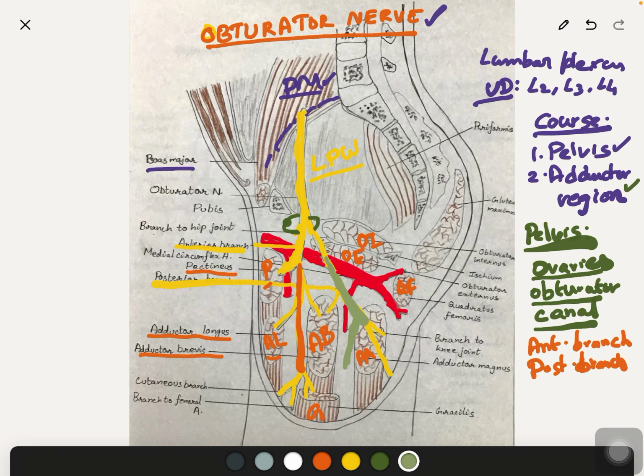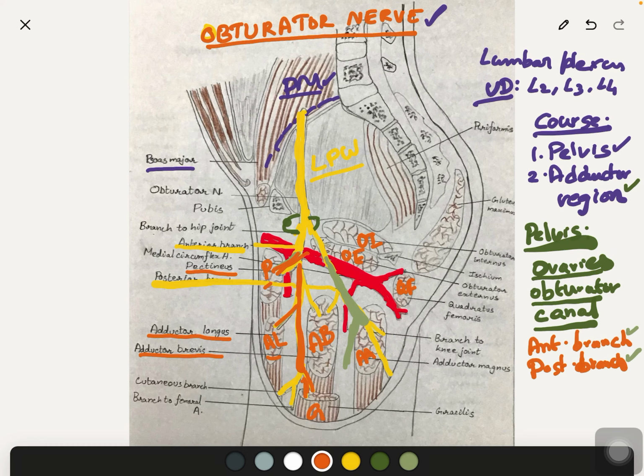So the course of the anterior division and posterior division we have seen in detail. Now we will see the supply of the anterior division and posterior division. First, the anterior branch supplies the pectineus, muscular branches we will see, we will take the orange color: it supplies the pectineus, adductor longus, and gracilis. So these are the constant muscle branches.